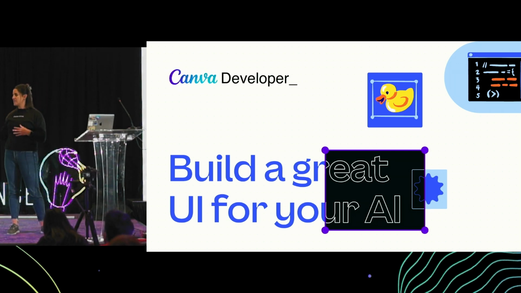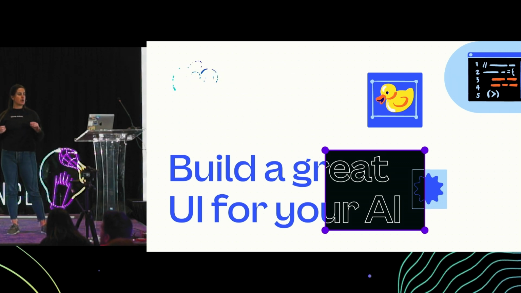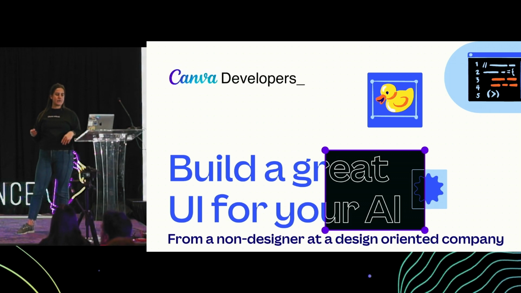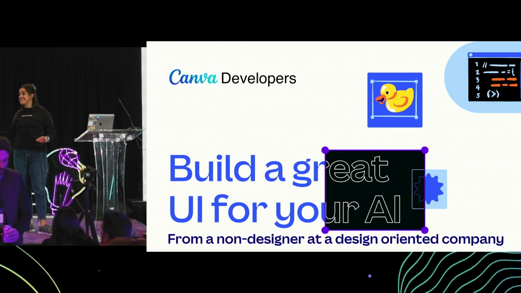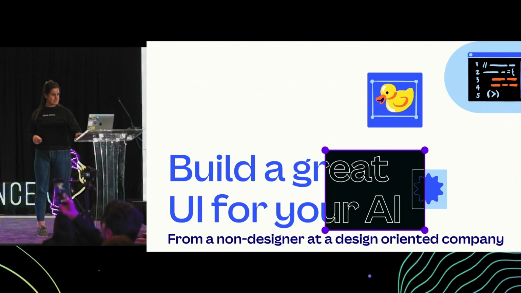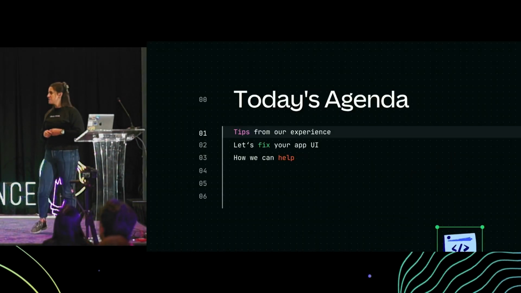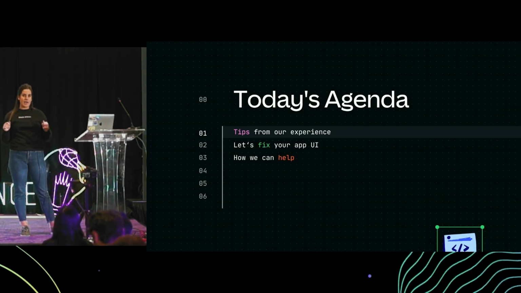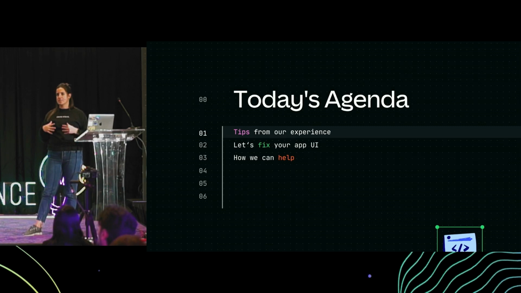So we've learned a lot of tips and tricks to make a really good UI experience for your AI app through our experience. So I'm going to be talking a little bit about how to build a great UI for your AI from a non-designer at a design-oriented company. So I'll give you some tips that we've learned from our experience. We'll then go ahead and try to live fix an app together, and then I'll show you some resources as well.